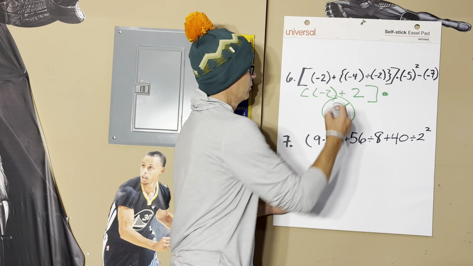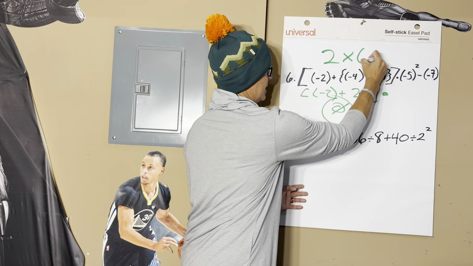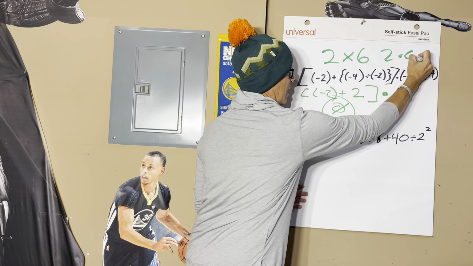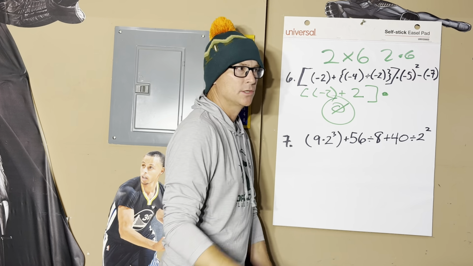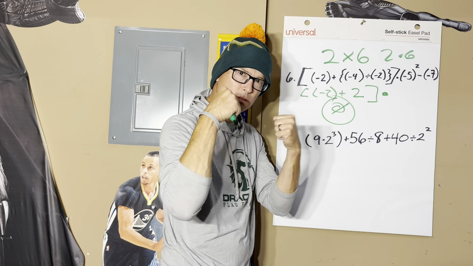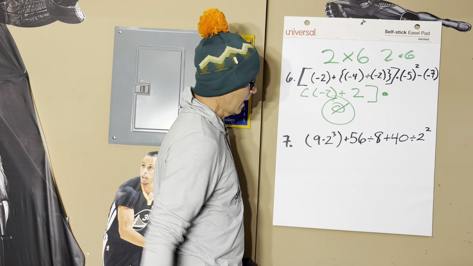We don't do the X in big girl, big boy math. So I know you've learned 2 times 6. We use the dot from now on. Don't use the X. The X could look like an exponent. So you can put them both in parentheses. You can use the dot. Don't use the X anymore. All right, here we go.